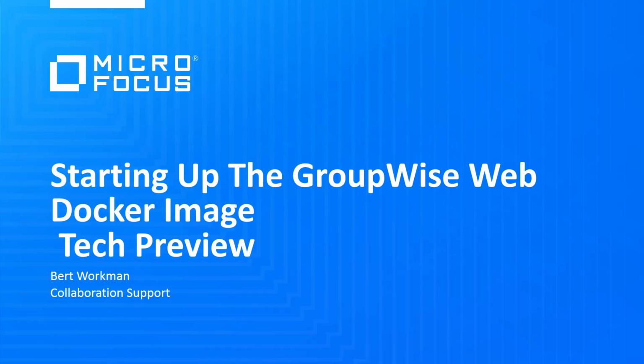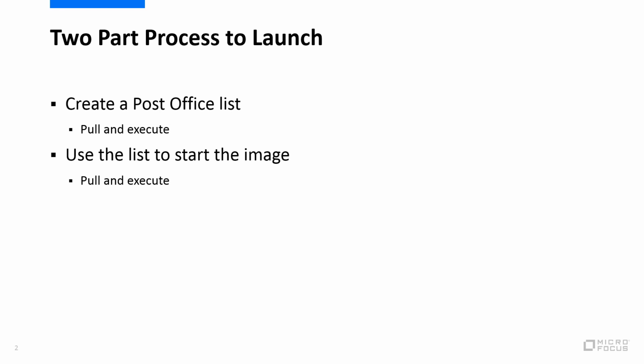Once the Docker environment is set up and enabled on your server, we are ready to launch the new web access image. There are actually two parts to the process, and it can seem a bit confusing, so I want to explain what we need to do, and then I'll walk you through actually doing it. For both parts of the process, we will pull down the image first, then run it.